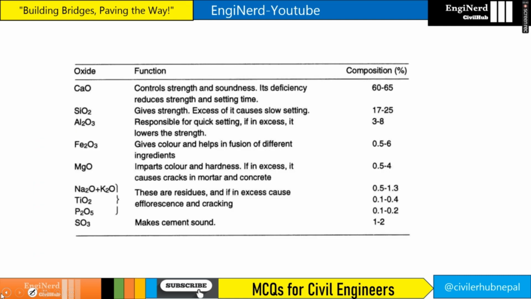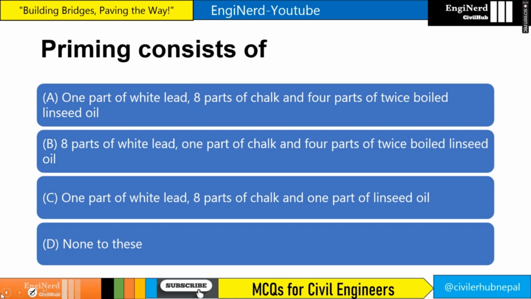If you see here, CaO controls strength and soundness. Its deficiency reduces the strength and setting time, right? And SiO2 gives strength, excess of it causes slow setting, and alumina lowers the strength. So the answer is all of these.